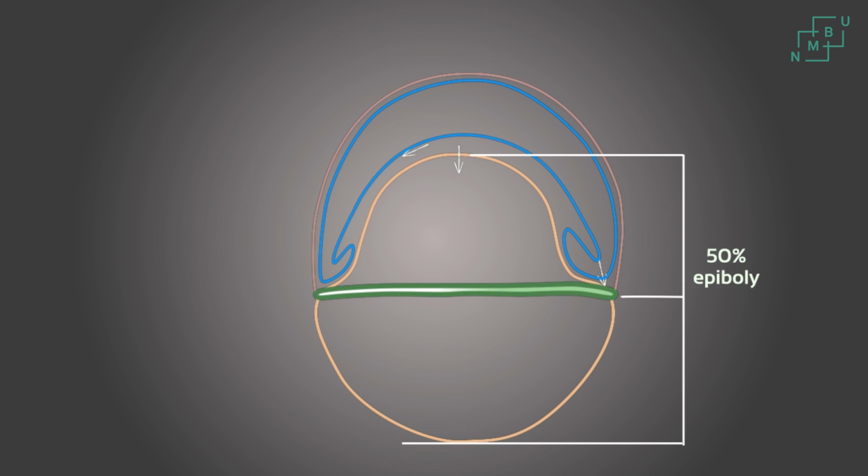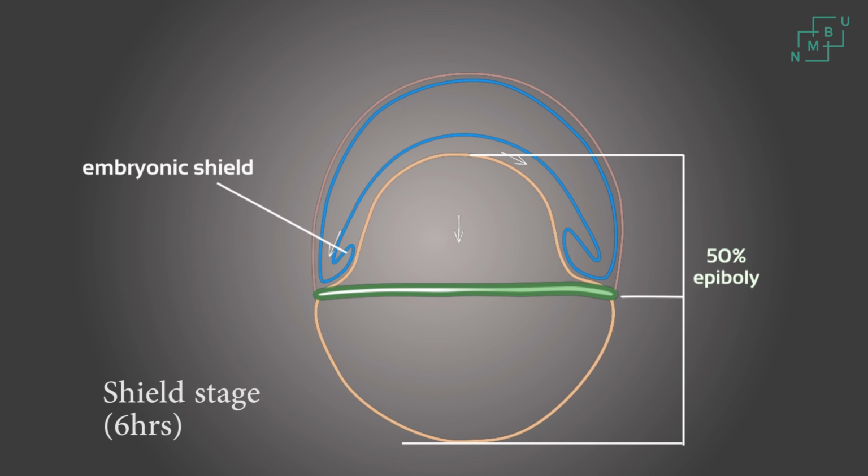In the gastrula period, the cell movement processes of involution, convergence and extension dominate. At the shield stage, at about 6 hours, as involution continues at the entire margin of the blastoderm, a process of convergence commences. The deep layer cells, in addition to moving towards the blastoderm margin and involuting, also converge towards a single position on the germ ring to accumulate to form the embryonic shield.